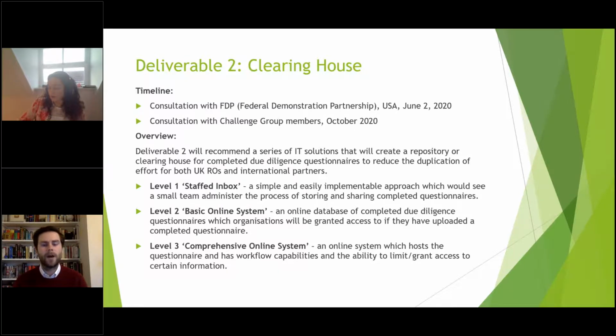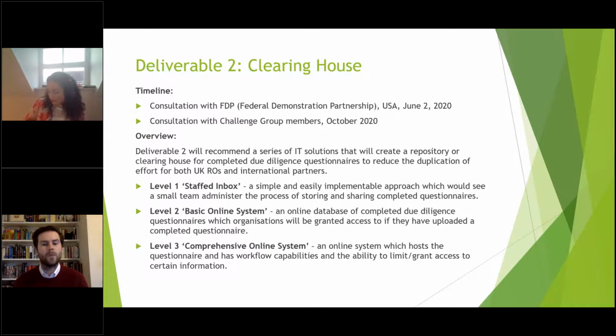The 3 levels are tiered and designed to be a quick and easily implementable solution through to a much more comprehensive system. So at level 1, we have suggested and discussed a staffed inbox, which would be a simple due diligence @ email address where completed questionnaires can be stored, and then that inbox can be contacted and due diligence questionnaires can be requested from it. A more bespoke system, which would be online, so level 2, where users who have submitted a completed due diligence questionnaire, which has been uploaded, are granted access to a database in which all completed due diligence questionnaires are available to view.